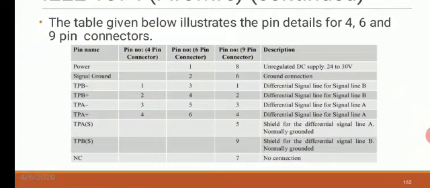What is the meaning of this? Shield for the differential signal line A, normally grounded, and shield for differential signal line B, normally grounded. If you want to stop any signal, or just connect the two devices, that is the host and the slave devices, without transferring data, you can shield them. Okay, you can shield them by using these connectors, but usually they are grounded. We don't use them for the 9-pin connector. So this table illustrates how the 4, 6 and 9-pin connectors are used for connecting the host device and the slave devices, and what the function of each pin is.